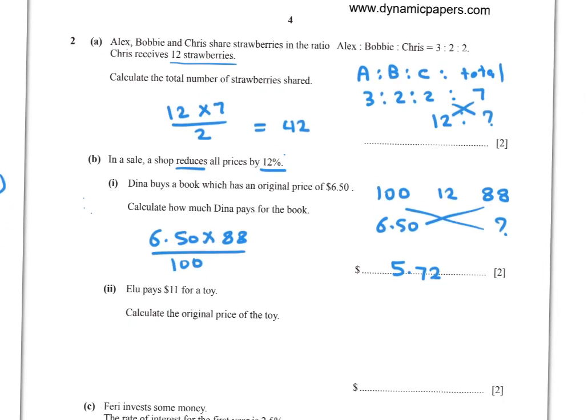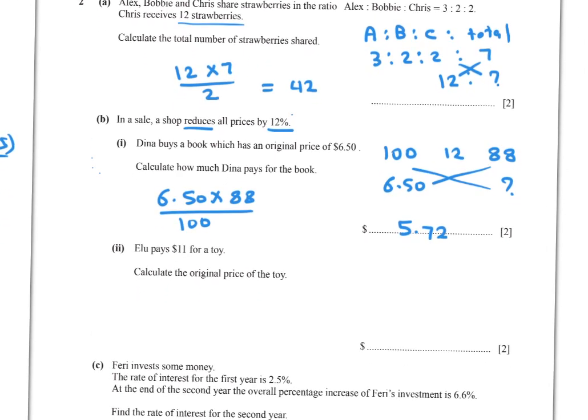$5.72. Now for part (ii). Edu pays $11 for a toy. Calculate the original price of the toy. So this is the sale price. Yes. We need the original price.